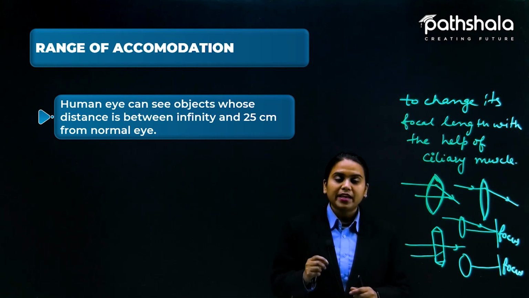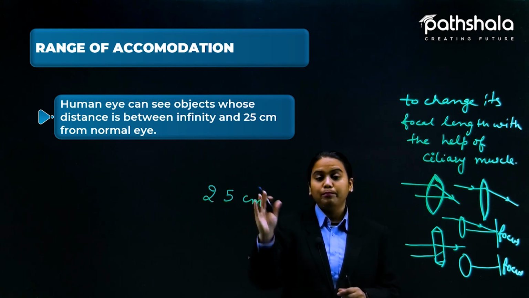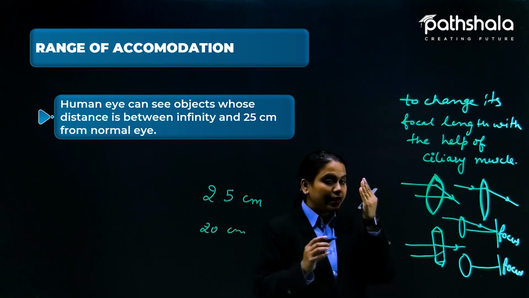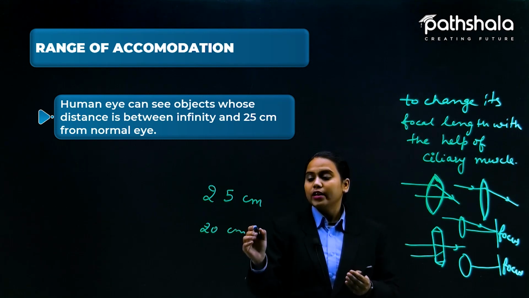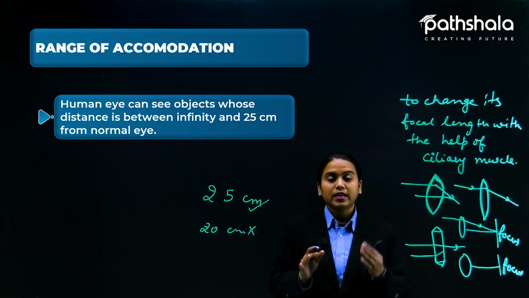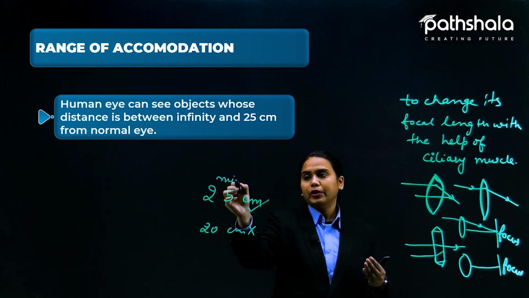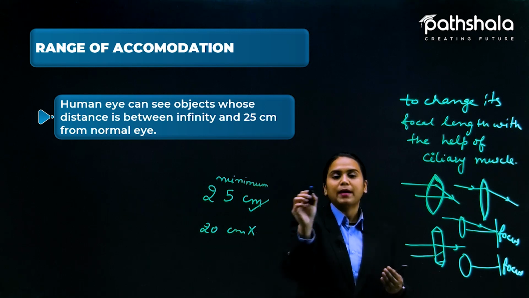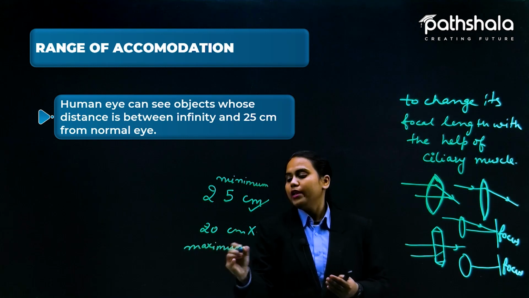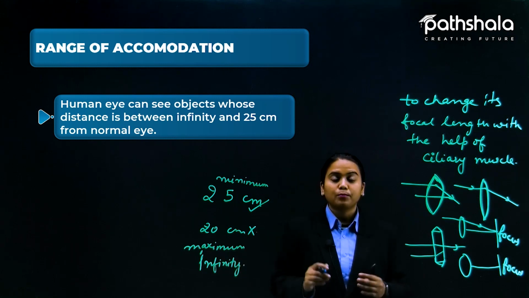So the minimum range that you can see clearly is actually 25 centimeter. Below that, if you want to see 20 centimeter, very close to your eyes, it is not going to be seen clearly. This is the clearest vision, when the thing is at 25 centimeter distance. So this would be the minimum one. Okay, and now what is the maximum? So maximum would be infinity. Yes, infinity is the place.